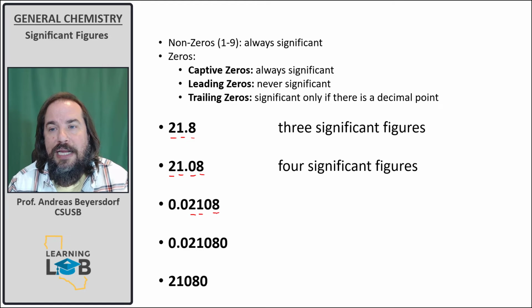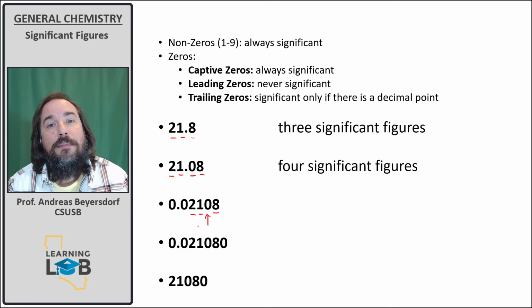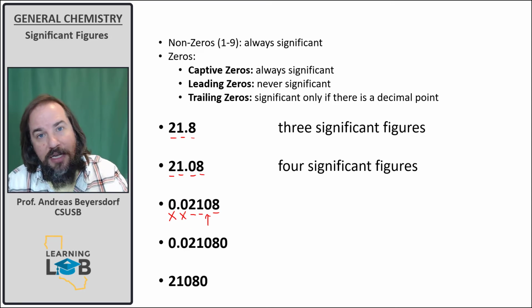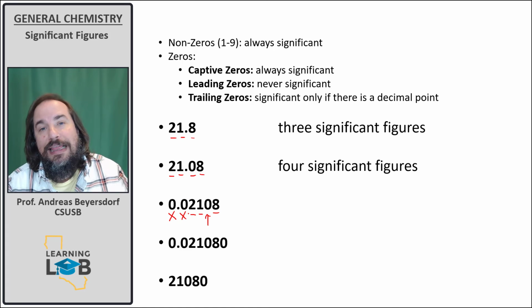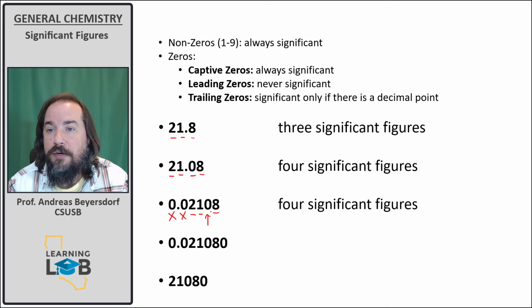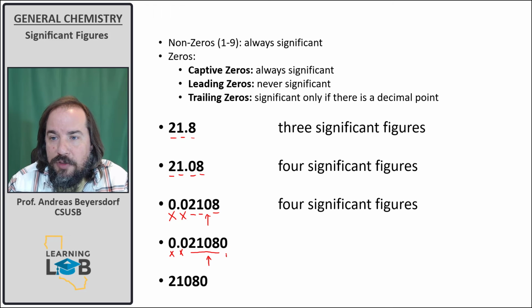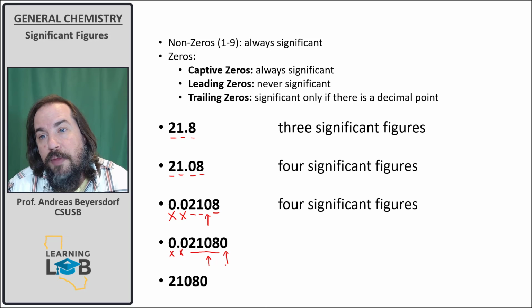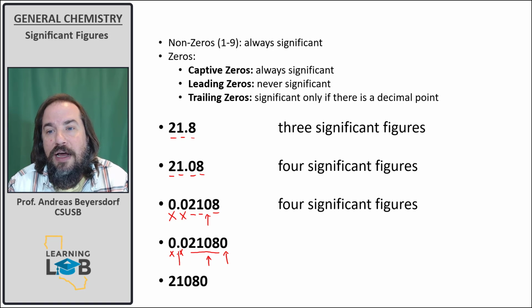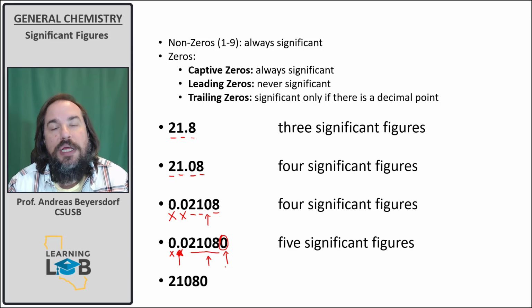Here, we have 0.02108. The 2, the 1, and the 8 are significant because they're non-zero. This 0 right here is significant because it's captive. And these right here are not significant because they are in front of the non-zeros. They are leading zeros. So we have 4. Now 0.021080 is the exact same as the one before. So this 0 is significant, these two aren't. But now this one back here is a trailing 0, and in this case, it is significant because of this period right here. And so we have 5 significant figures, including this last 0.